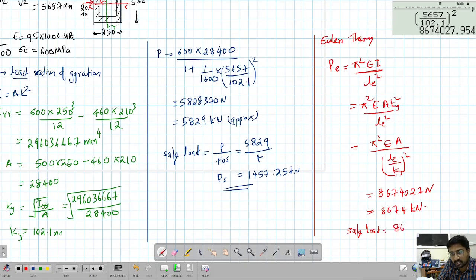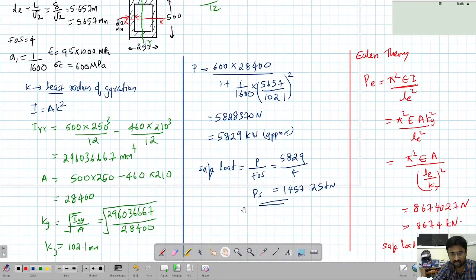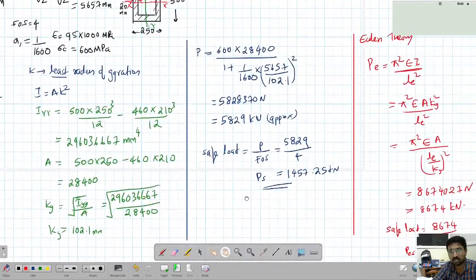Okay. Now safe load. Safe load is 8674 divided by 4, which is 2168.5 kilonewton. This is the safe load. So Euler is giving me a higher value compared to Rankine's formula, right? So this is the final answer.